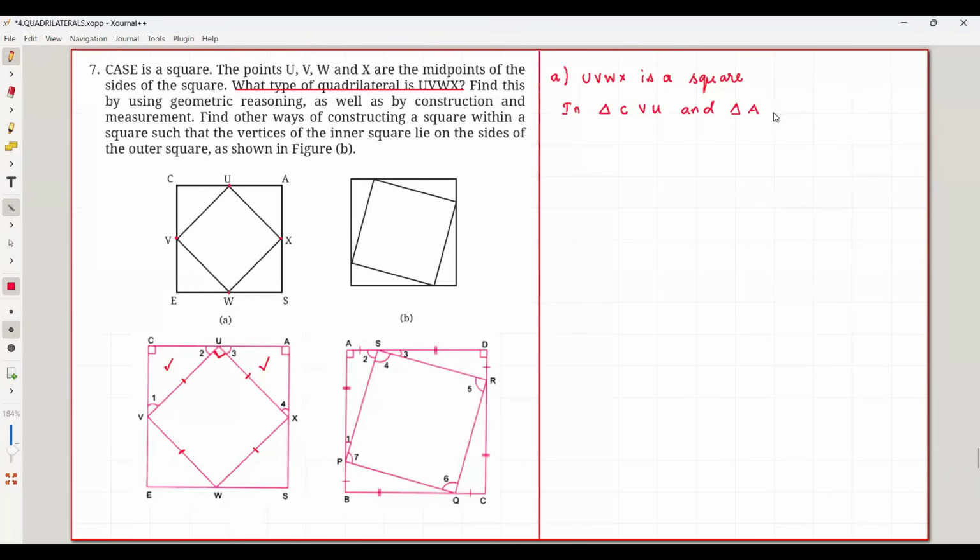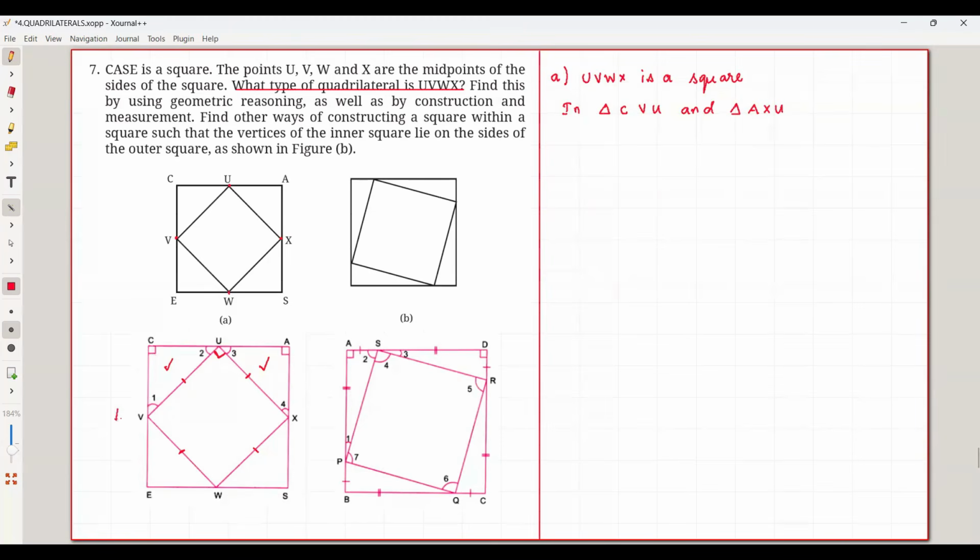Okay, AXU. So I have to prove these two triangles are congruent. If I prove these two triangles are congruent, the corresponding sides will be equal. How can I prove these two triangles are congruent? For your simplification, I am just taking this side.